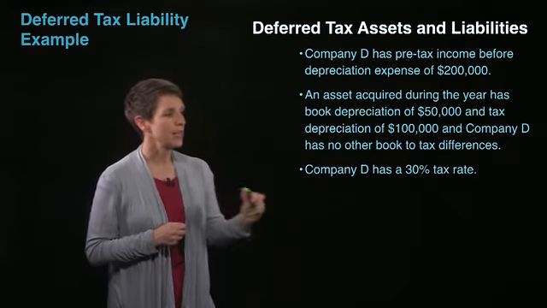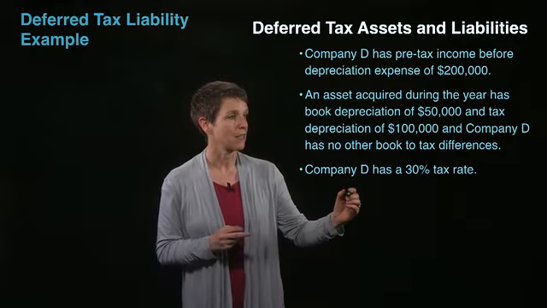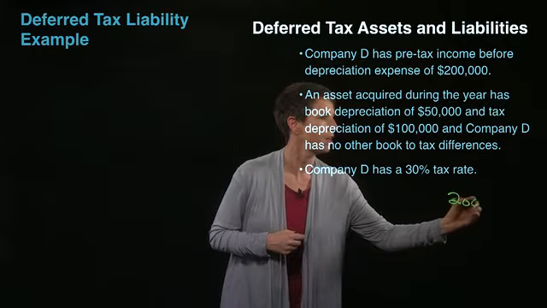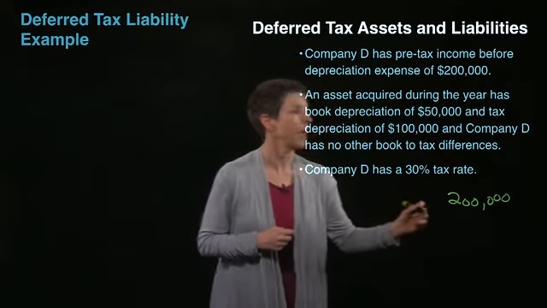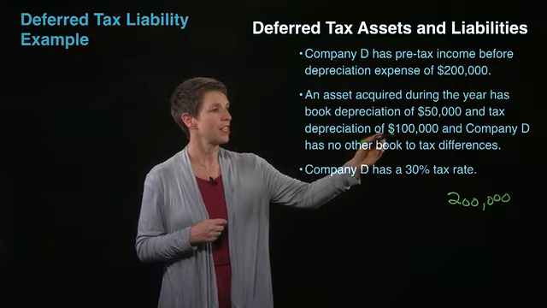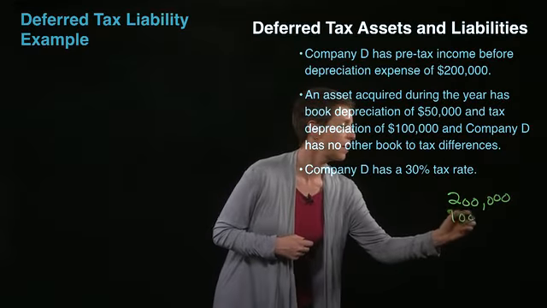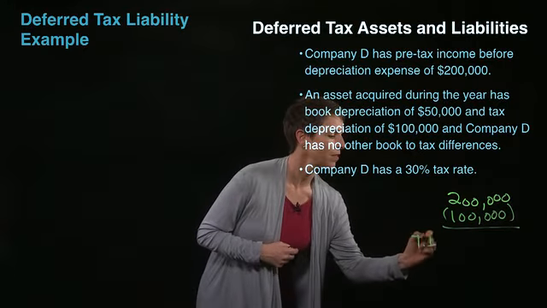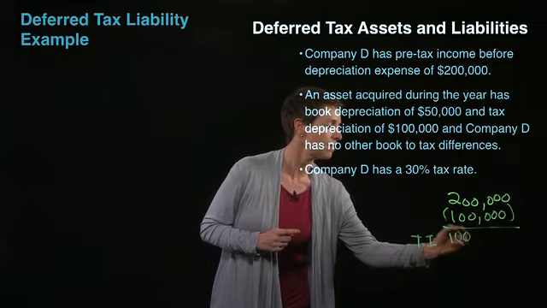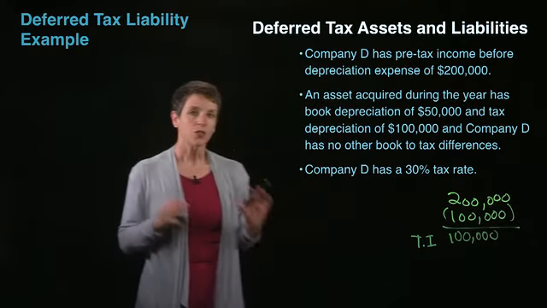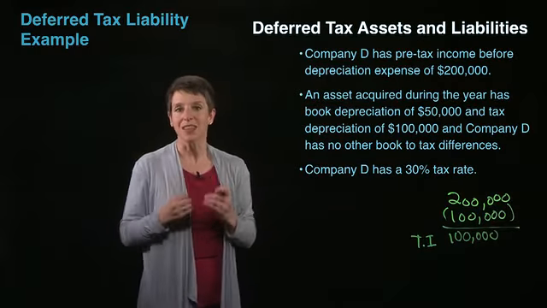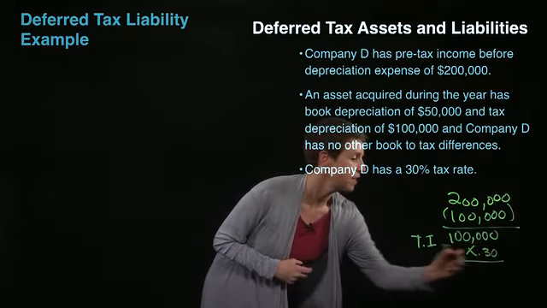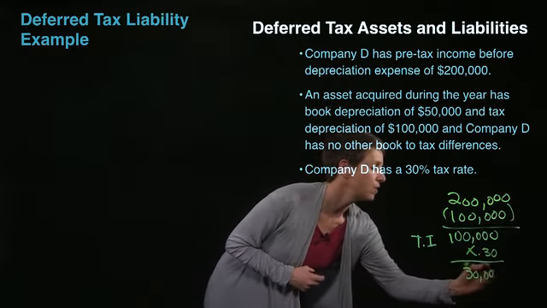So what will they be paying for tax in the current year? If they have pre-tax income before depreciation deductions of $200,000, and our tax depreciation deduction is $100,000, then their taxable income will be $100,000. So this is the amount that will actually show up in their tax return. And they're really going to pay 30% on that number, or $30,000.